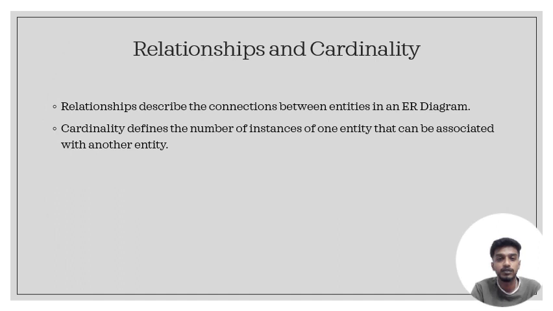Next, we will discuss relationships and cardinality. A relationship describes the connection between the entities in an ER diagram. Cardinality defines the number of instances of one entity that can be associated with another entity.